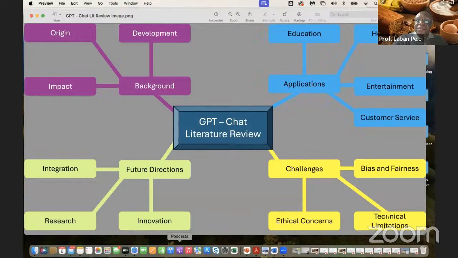That will be my literature review. I am trying to encourage you to always do mind maps, scribble, or develop a mind map like this always. It helps clarity. It also tells you, but you haven't covered this. You haven't done the background. You haven't done the origin, the development, the impact. Research, innovation, future direction, challenges in education, applications, entertainment, customer service, and so on. You haven't done this, so you have to do it.